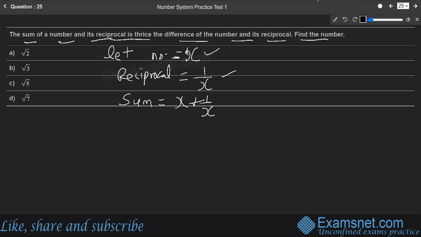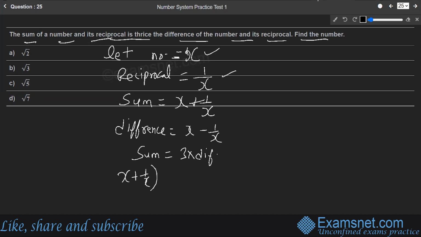He says this sum is thrice the difference of the number and its reciprocal. So let us try to find out the difference. The difference is going to be x minus 1 upon x. Then he says the sum is thrice of the difference. The condition given to us is sum is thrice the difference. Thrice the difference means 3 times the difference. So we can write x plus 1 upon x in place of sum is equal to 3 times x minus 1 upon x.